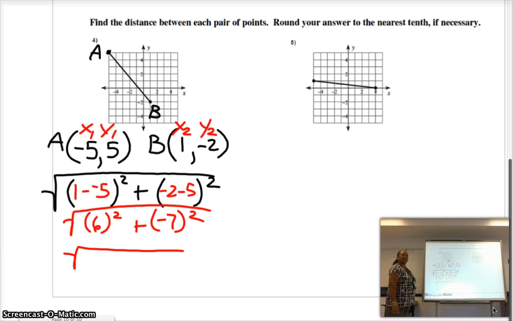Okay, what is 6 squared? And now listen to me. What is -7 squared? Hmm? -7 squared. Negative 7 times itself, -7 times -7. So the answer will be positive or negative? Positive. Are you sure? Okay. If you're not sure, key it in.